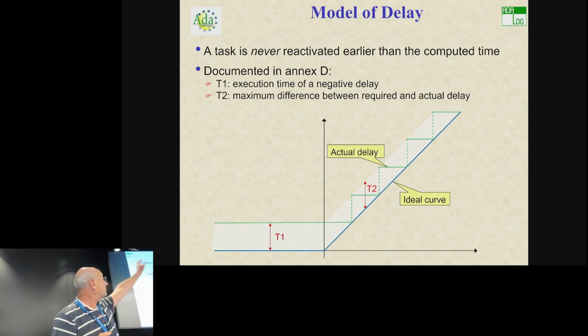If you are conforming to Annex D, you must document that envelope. So T1, which is the minimum delay that you will have, and T2, which is the maximum difference between the requested and the actual delay. So in that case, you also have an upper bound to the difference between what you request and what you get.